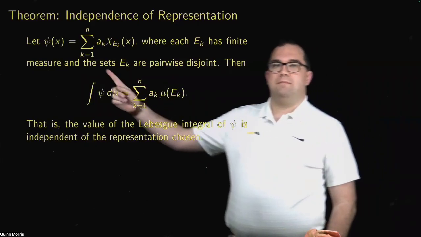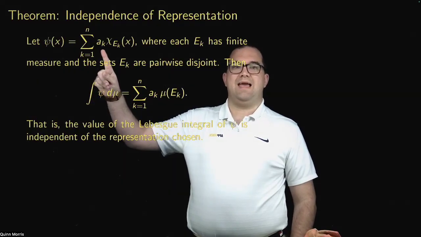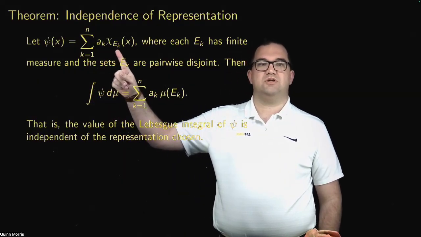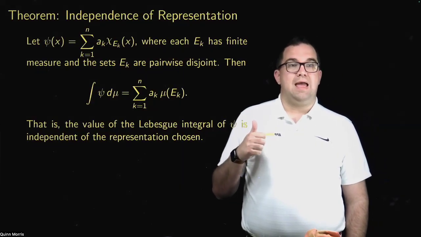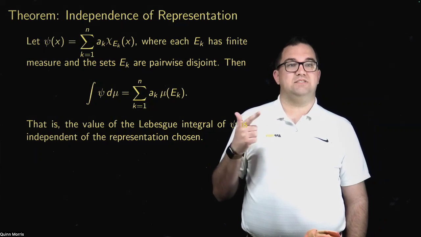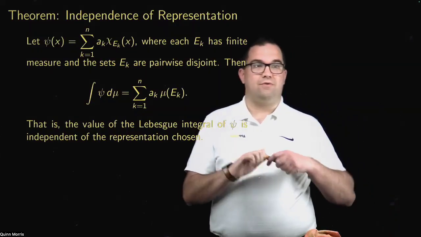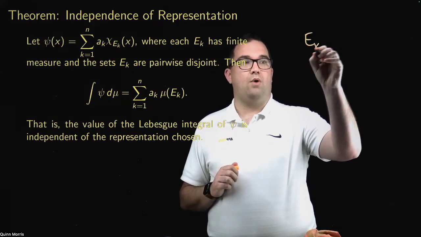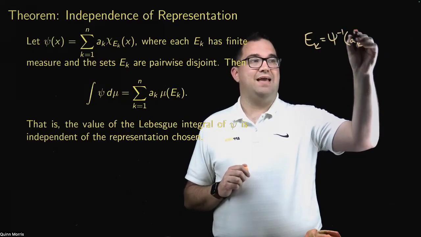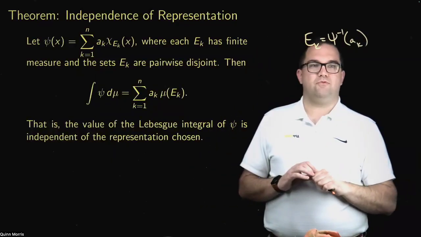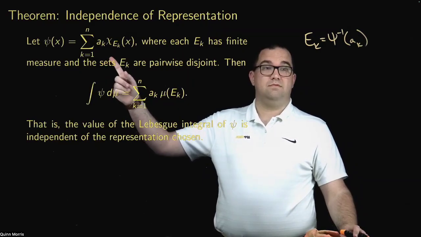The idea is, imagine I have my function psi of x, and it's defined to be a_k times the characteristic function of E_k, where each E_k has finite measure, and the sets E_k are pairwise disjoint. Now, in the canonical representation, I would require E_k to be the entire inverse image of a_k. Here, I'm not requiring that. The a_k could be repeated.